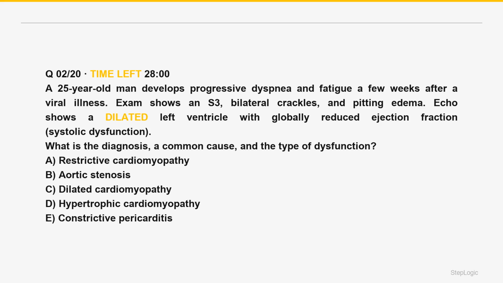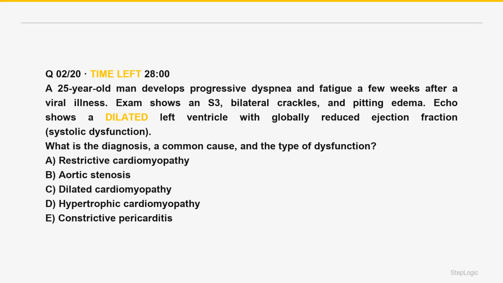What is the diagnosis, a common cause, and the type of dysfunction? A 25-year-old man develops progressive dyspnea and fatigue a few weeks after a viral illness. Exam shows an S3, bilateral crackles, and pitting edema. Echo shows a dilated left ventricle with globally reduced ejection fraction, systolic dysfunction. Read the command. Diagnosis, cause, dysfunction type.